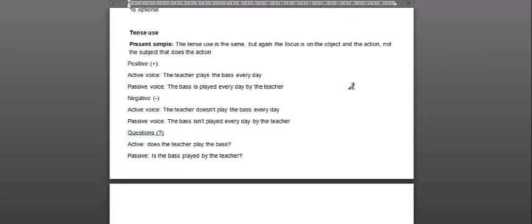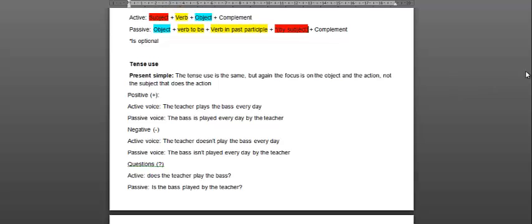For example, in present simple, the tense uses the same, but again the focus is on the object and the action, not the subject that does the action. So let's analyze this sentence. The teacher, this is positive: the teacher plays the bass every day. So who's doing the action?